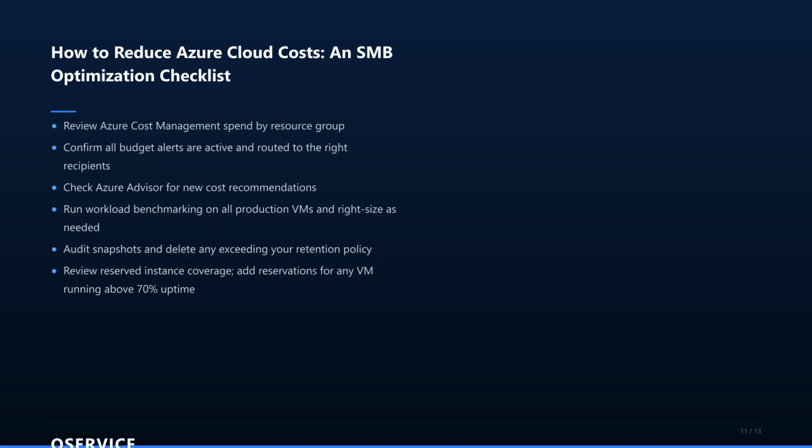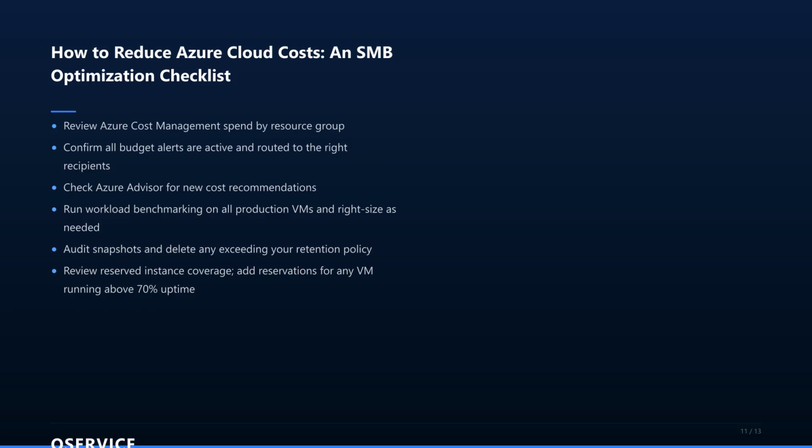How to reduce Azure cloud costs: an SMB optimization checklist. The most consistent approach to reduce cost in Azure cloud is to work through a structured checklist on a recurring schedule rather than making ad hoc changes. Here is a practical one for startups and SMBs under $5 million ARR. Monthly tasks. Review Azure cost management spend by resource group. Confirm all budget alerts are active and routed to the right recipients. Check Azure Advisor for new cost recommendations.